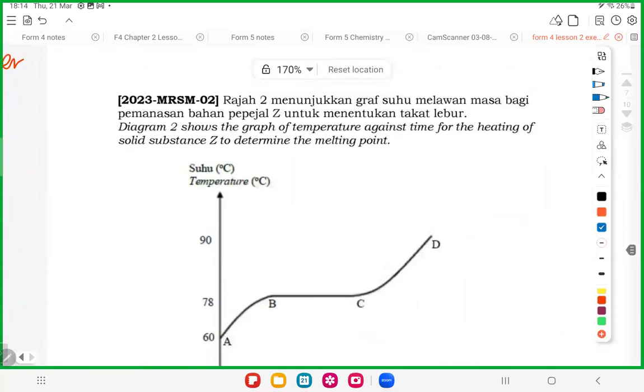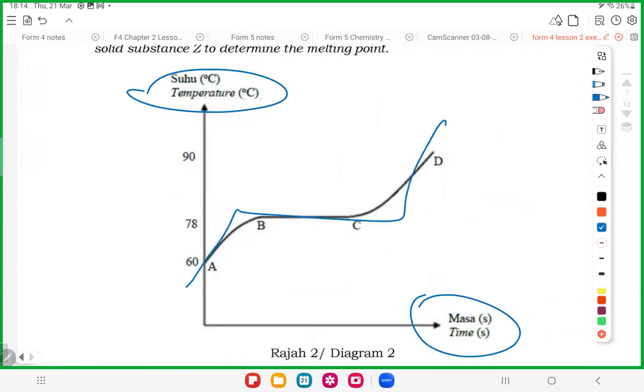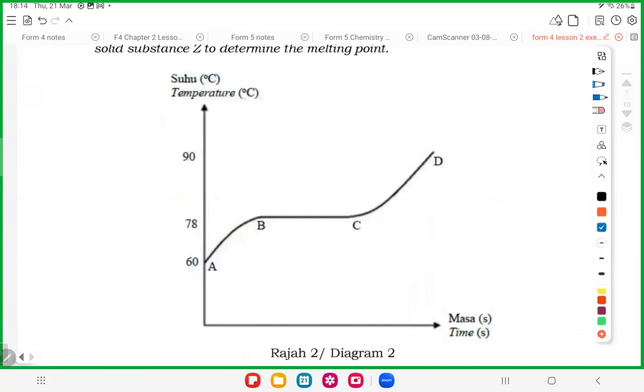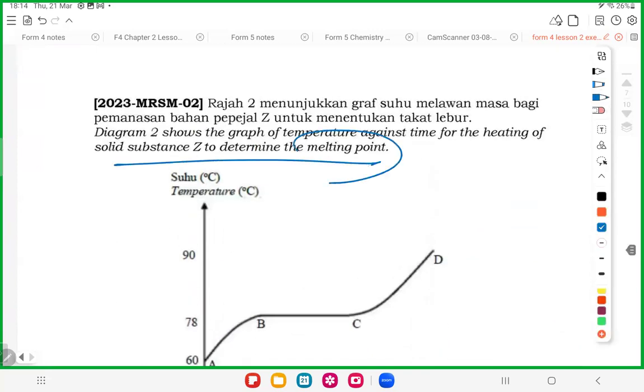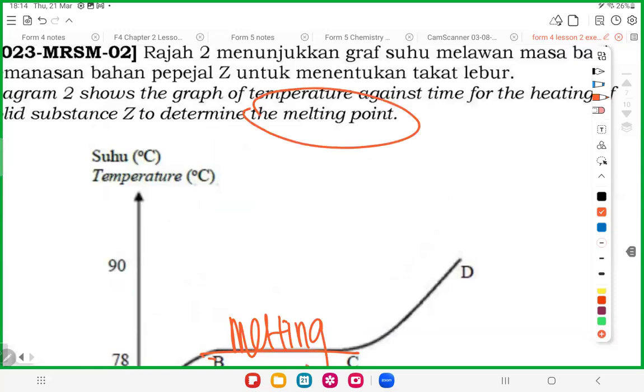So this MRSM paper, they give you this graph, temperature versus time, staircase. You all know already, this is a heating curve. How do you know it's a heating curve? Temperature goes up, right? So it's a heating curve. So they say this heating curve is used to find melting point. So you know already this process is the melting process, isn't it? Because they say melting point.